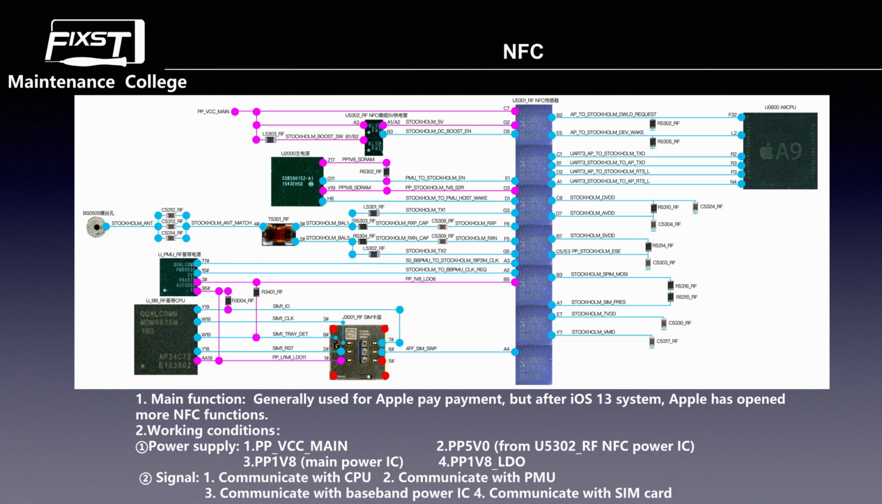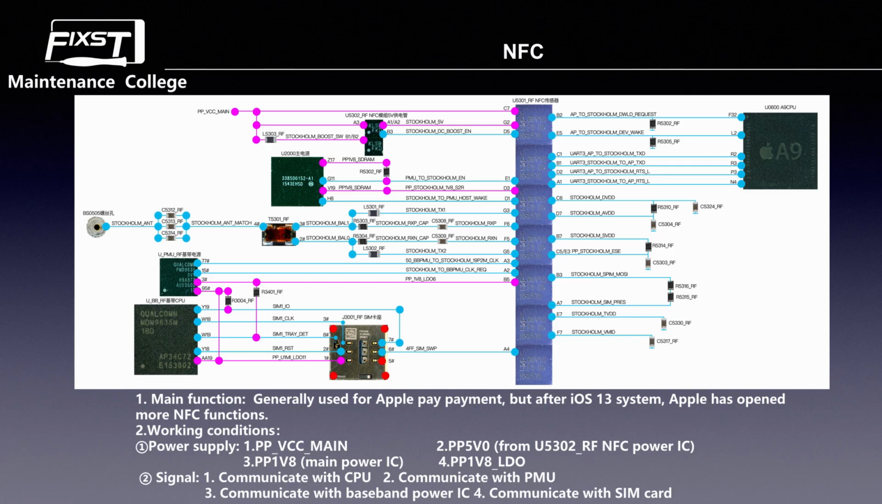Continuing down, we see the D5 pin. This pin is the driver signal, the enable signal from the NFC IC to the NFC power IC. When U5302, the NFC power IC, gets this signal, it will send the 5.0 voltage to the NFC. Okay, now we see the next, Y9. We see the D3 pin of the NFC. This pin comes from U2000, the PMU, which sends the PP 1.8 voltage to the NFC.